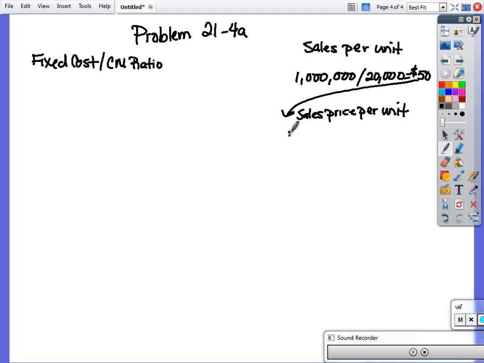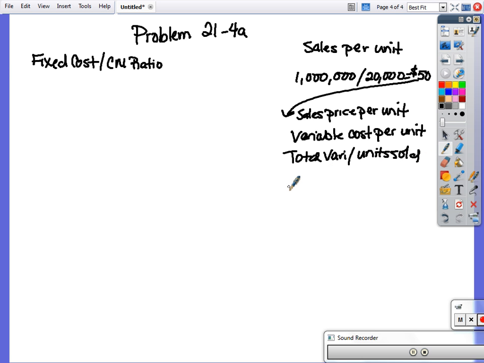Now we need to find contribution margin per unit. No, we still have to find the variable cost per unit. Y'all don't have that either? No, they go put it in the unit. Variable cost per unit. What's the equation? Total variable cost divided by number of units sold.